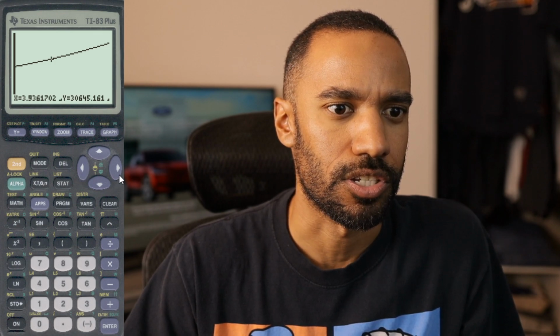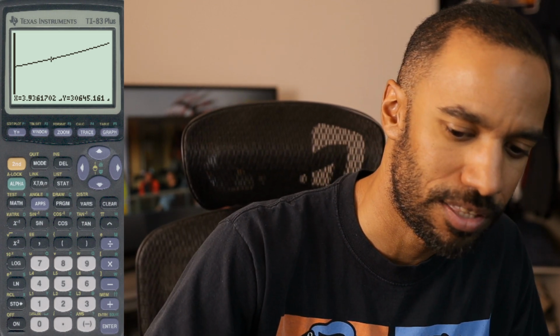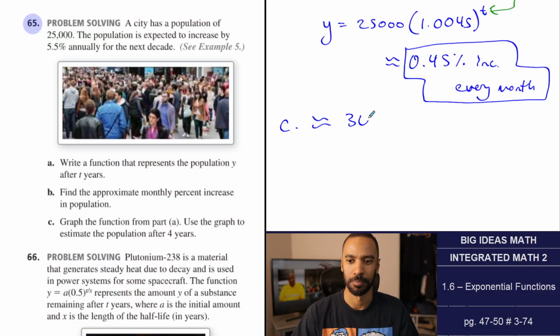Use the graph to estimate the population after 4 years. I'll happily do that part on here. So looking at the graph, and this window thing isn't perfect on X, notice. I'm trying to get close. It looks like somewhere a little bit around, because it doesn't quite get on X equals 4 for whatever reason. What's right in between there? Looks somewhere around about 30,645. That's my estimate. So around 30,645 people.